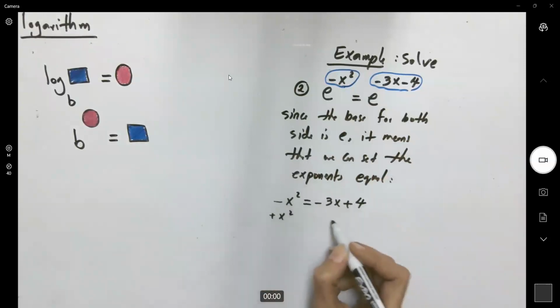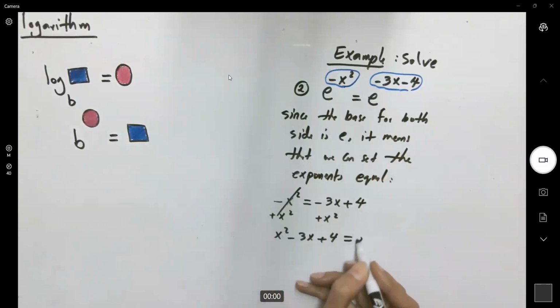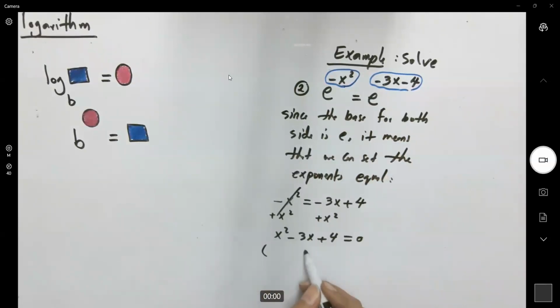Add x squared to both sides. So x squared minus 3x plus 4 is 0. How do we solve this? We can write this in factored form. We're looking for two numbers. Their multiplication is positive 4 and their sum is equal to negative 3. Can we find those numbers?